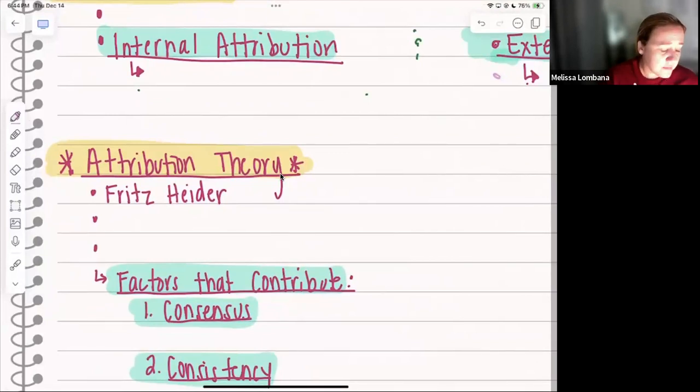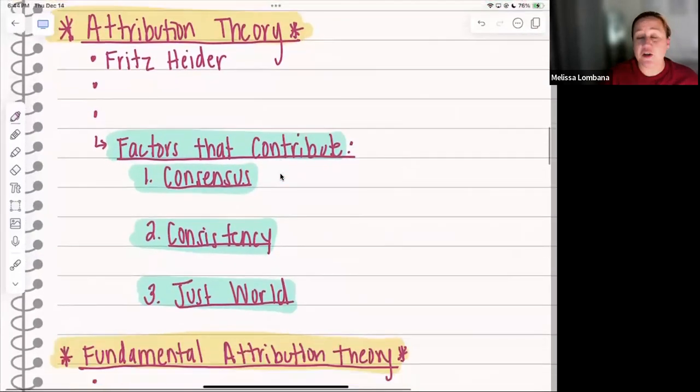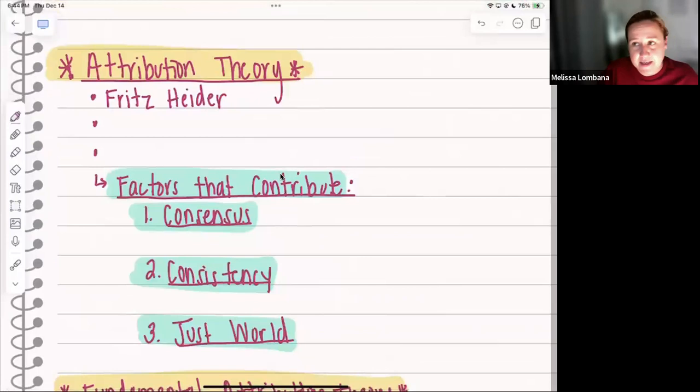Okay, so there are three factors that contribute to how we explain a person's behavior. These are the factors that help us decide: is it going to be internal reasons, like the person's personality, or is it because of external factors? Okay, so the first one is consensus. And under consensus, again, remember to leave some space. Please do not write one, two, three. Let me go through consensus, then write down the notes and we'll move on to the next one.